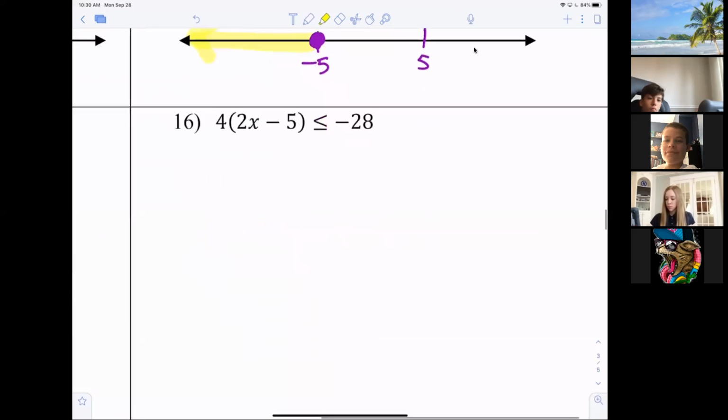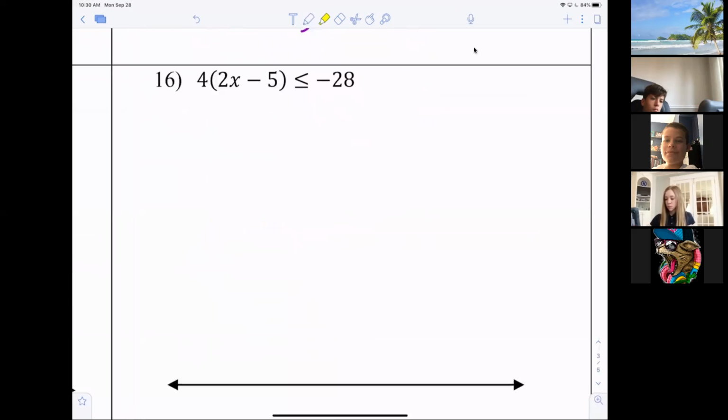All right, number 16. What is a shortcut for number 16? What can I do first? I can distribute, but if you notice, 28 is divisible by 4, so I can divide by 4 first. So I want to make sure that's your option. All right, please, let's divide by 4 first. Now, you don't have to put this step in there. I'm just showing you that's what I did.